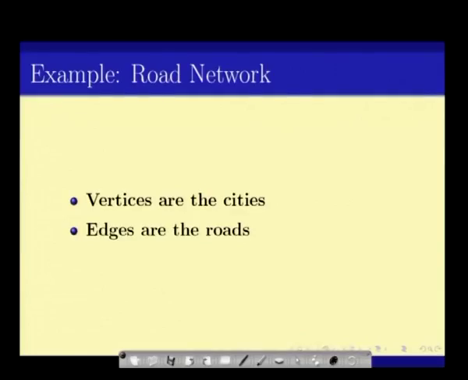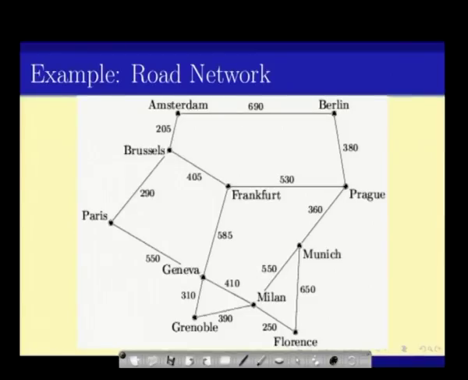There is another more day to day life application, which is the road network, where we have vertices as cities, and the edges are the roads, and we also put weights on the edges depending on the distance. For example, say here is a map of Europe, and here it says that from Amsterdam to Berlin we have an edge because there is a road between them, and the distance between Amsterdam and Berlin is 690 miles. Similarly, from Berlin to Prague is 380 miles, and so on.